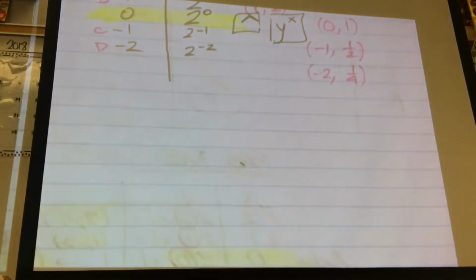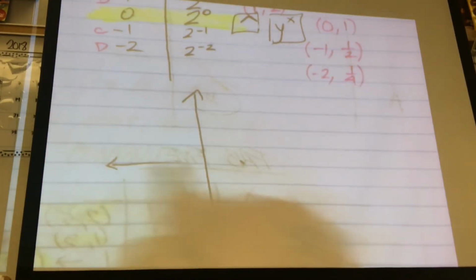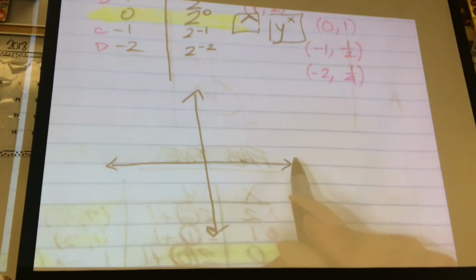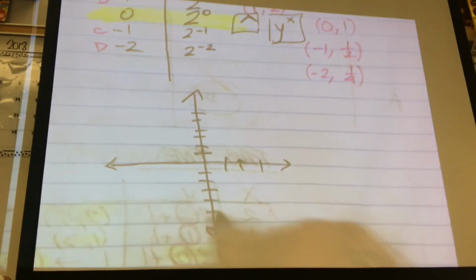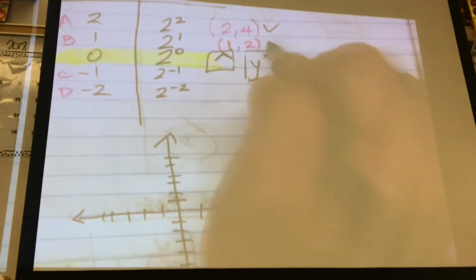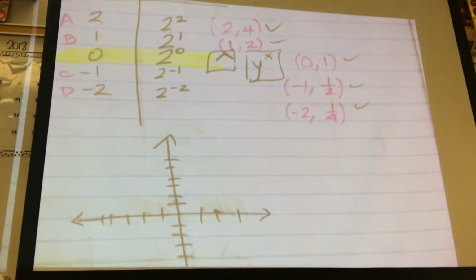Now the last thing we have to do is graph it. Let's go. Put 2 tick marks in between each one. And let's start graphing this bad boy. We're going to graph our Fab 5 right here. Let's start with Kobe.